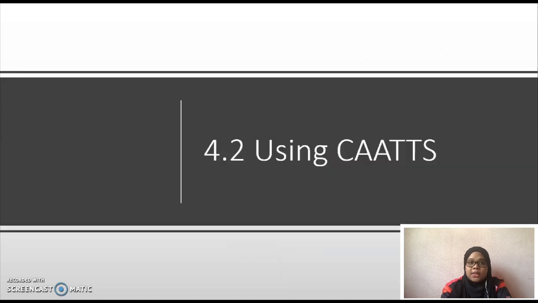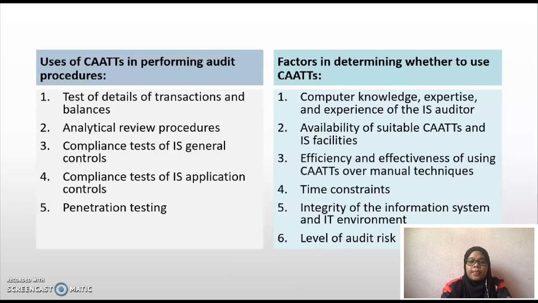Next, we will proceed to the using of CAATs. In performing audit procedures, there are a few uses of CAATs. First, test of details of transaction and balance. Second, analytical review procedures. Third, compliance test of IS general controls. Fourth, compliance test of IS application controls. And lastly, penetration testing. In determining whether to use CAAT, there are a few factors that need to be considered.